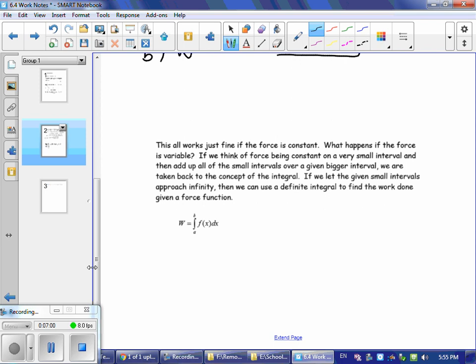So if we let the small time intervals approach infinity, then we can use a definite integral to find the work done given a force function. So the work done would simply be the integral of whatever the force function is, f of x dx. All right, let's take a look at one example there.